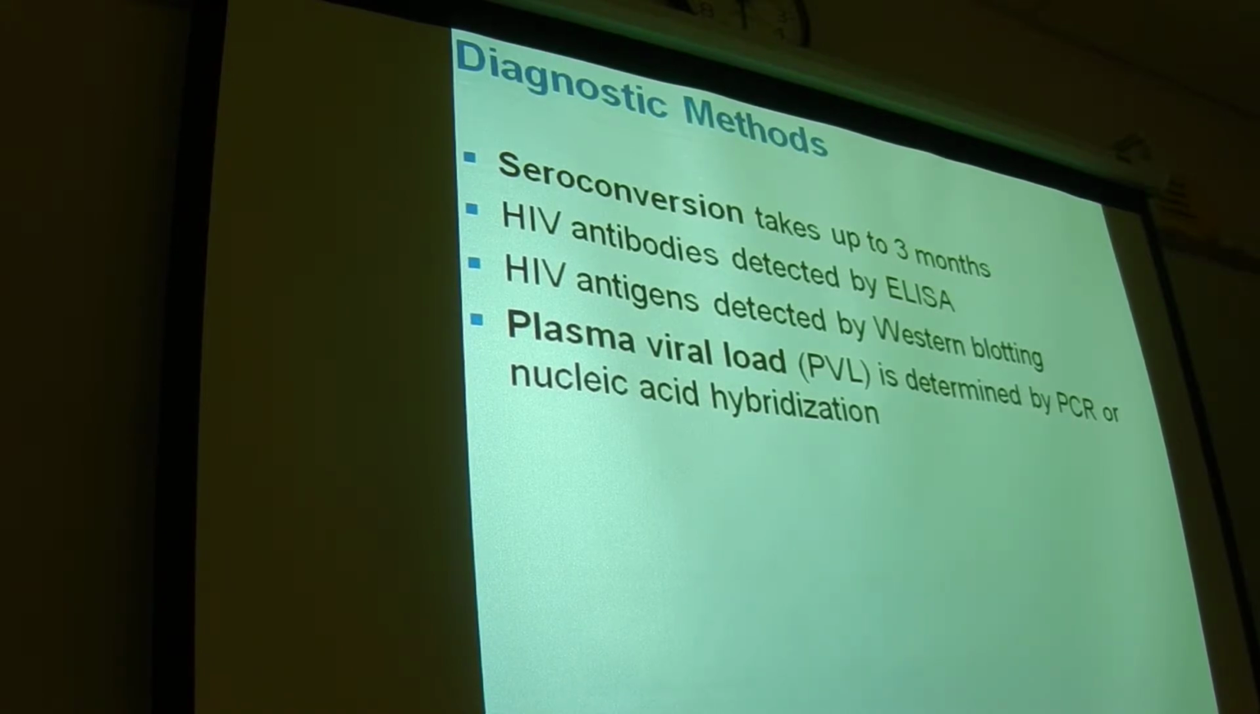AIDS. Okay. Again, these are the ways that you can tell if someone's HIV positive. You can look for antibodies against HIV. You can look for proteins against HIV. Like I said, those GP proteins, the glycoproteins, you can do what's called a Western blot and see if there's any of that protein in the blood. You can actually just take plasma and do a PCR reaction and amplify viral DNA, and if there's any viral RNA, then you can detect it that way.